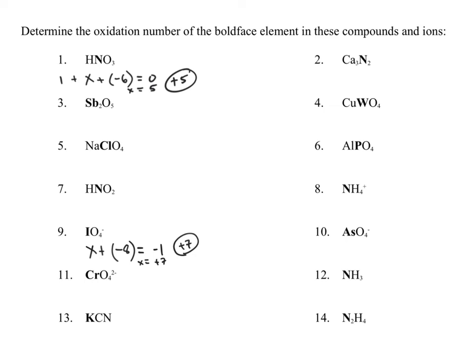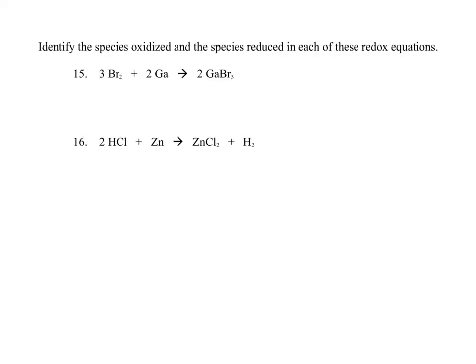Okay, so that should at least get you a couple examples to get you through the first part there. Part 2, identify the species oxidized and the species reduced in each of these redox equations. So you're going to have to go through with the rules that hopefully you screenshotted, that I told you to screenshot, and you're going to apply the oxidation numbers.